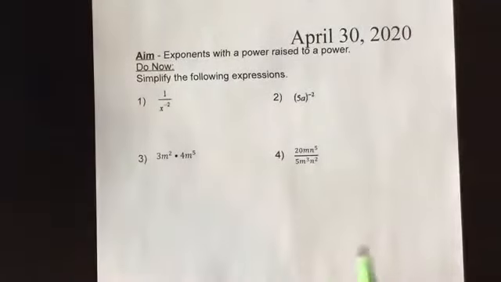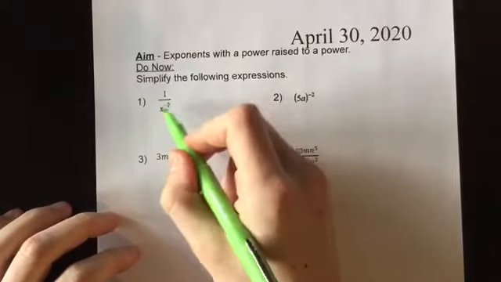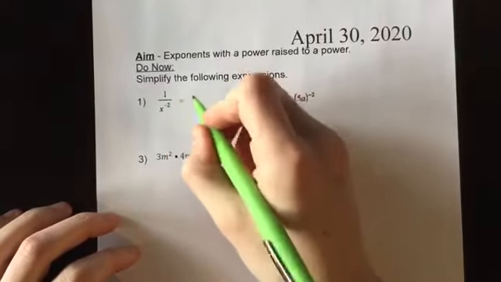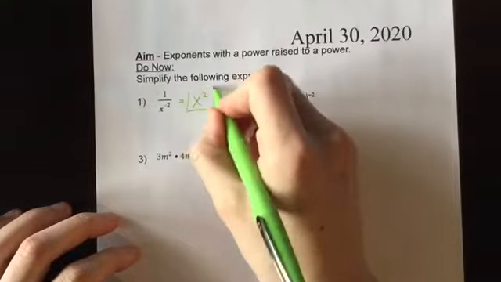We've got 1 over x to the negative second power. I can see the base of that negative 2 is x, so that's going to go up top. 1 times x squared, just x squared.